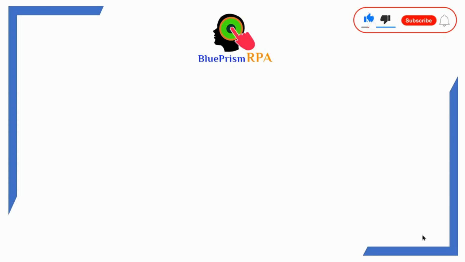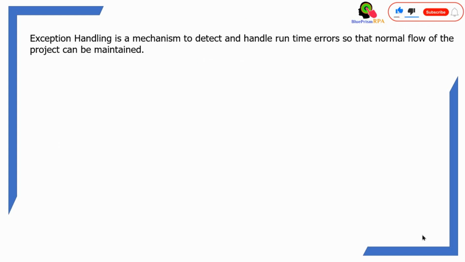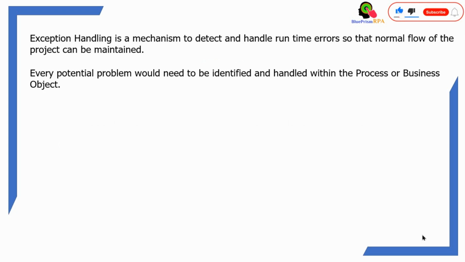In the previous video, we talked about what is exception. Now in this video, we'll talk about what is exception handling in Blue Prism. Exception handling is a mechanism to detect and handle runtime errors so that normal flow of the project can be maintained. Every potential problem would need to be identified and handled within the process or business objects.